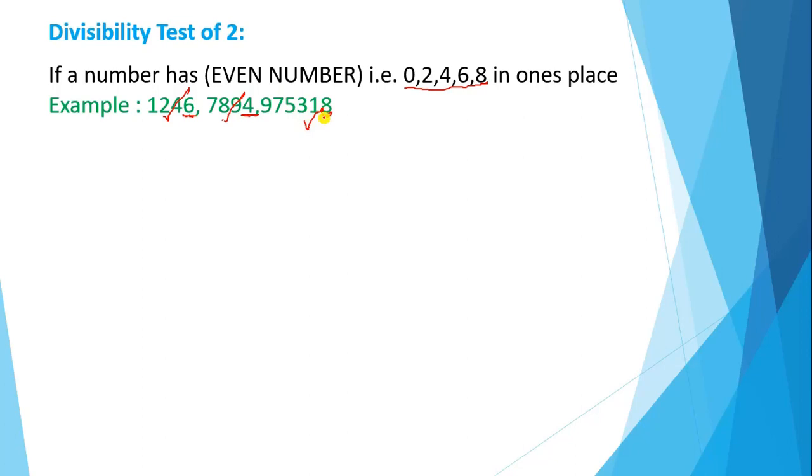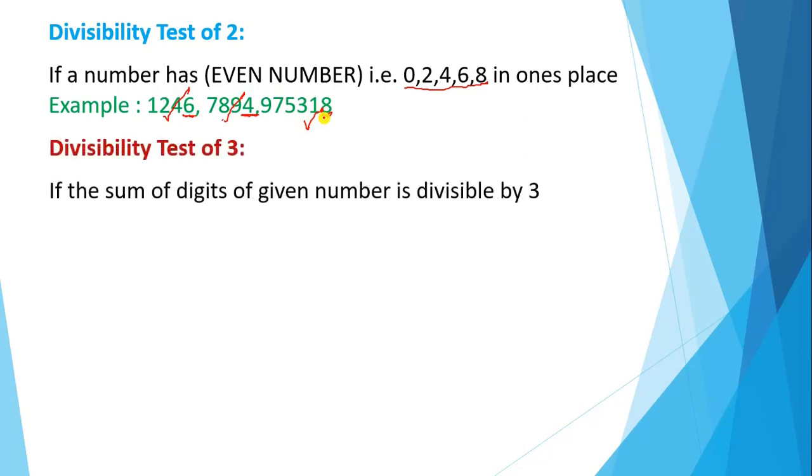Next, we have the divisibility test of 3. It states that if the sum of digits of the given number is divisible by 3. What it means is first we need to add all the given digits. If that sum is divisible by 3 exactly, then that full number is divisible by 3.